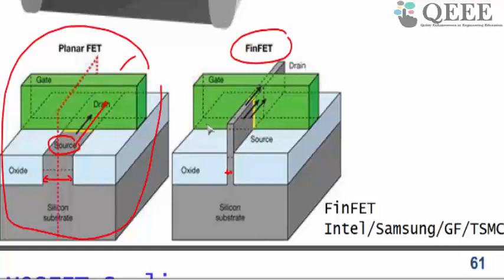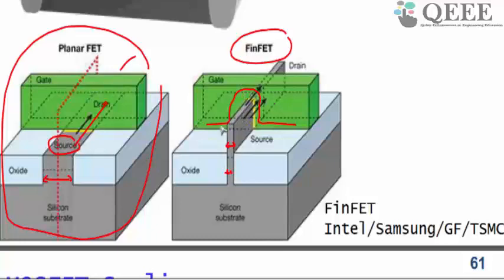So what happens is that the gate goes over this thin piece of silicon. This looks like the fin of a shark. For example, you might have seen in fishes like sharks, they have something known as the dorsal fin. That fin rises above their body. So this structure looks like the fin of a fish or a shark. That is why it is called a FinFET.